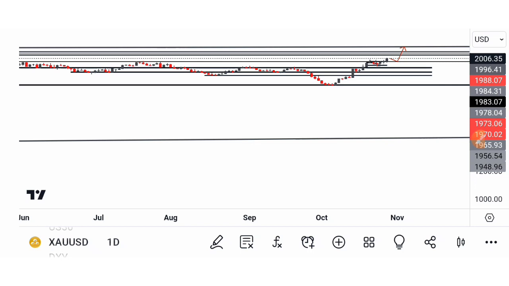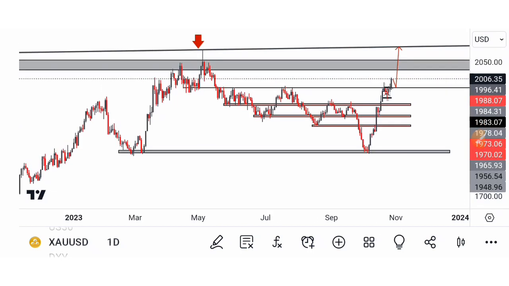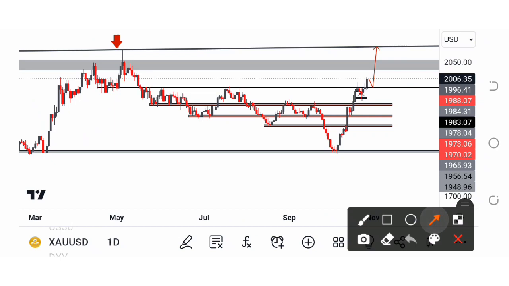But now, how can you take advantage of this move going to the upside? Go to a smaller time frame, the one that you prefer. I will encourage you to start with the daily time frame, and again, you look for structure or anything suggesting that the market is about to buy.